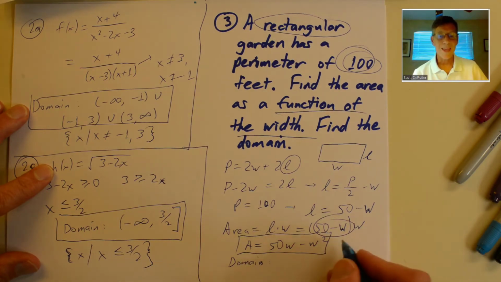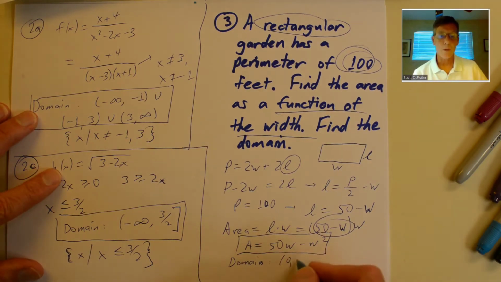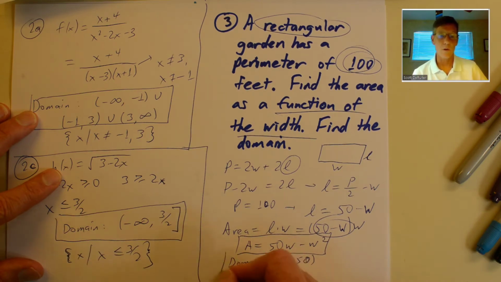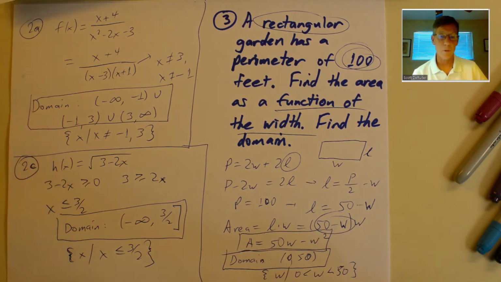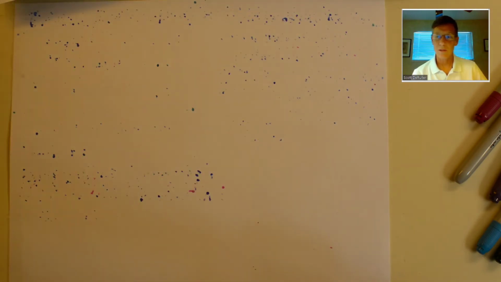And so the domain, we want to make sure that our output is not negative and not 0. And so we restrict the w value so we don't get 0 and we don't get negative values. And either in the interval notation or in the set builder notation.